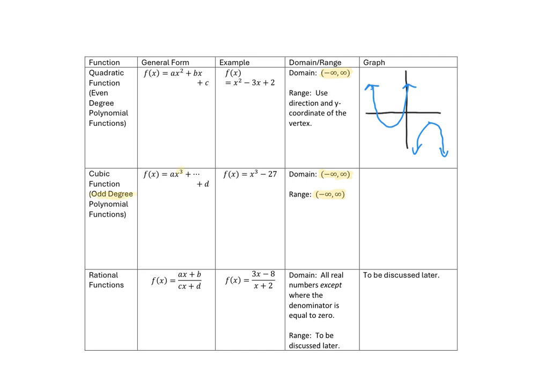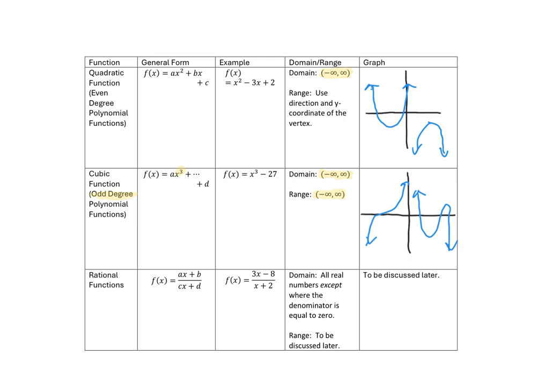So if our largest exponent is odd, then basically what we have is, and again, these can get kind of crazy, but a cubic function is going to look something like this. It can also look something like this. But what we have is it does go forever to the left or right, and it does go forever up and down.